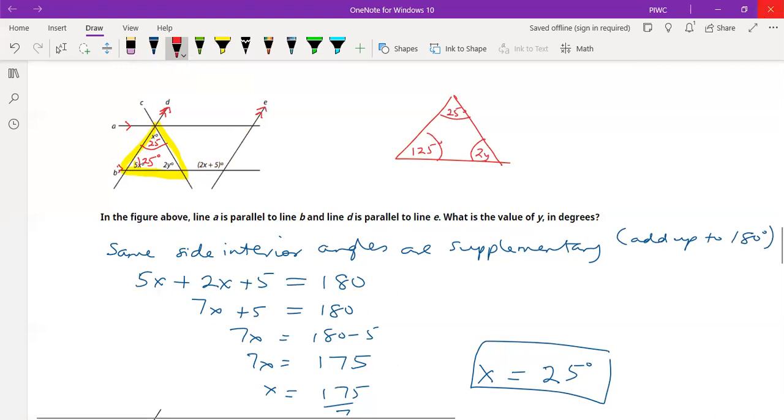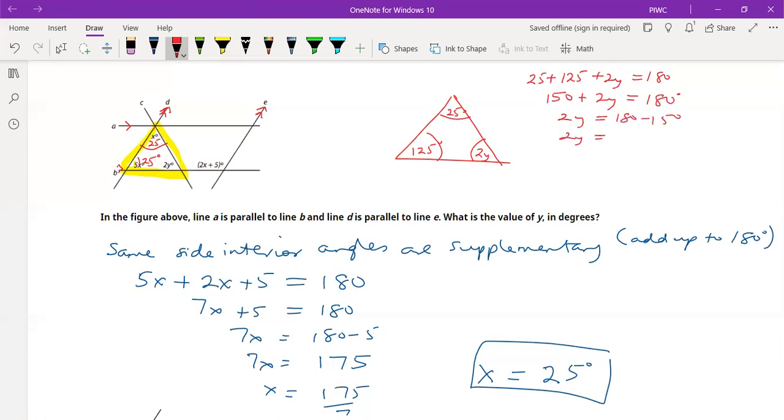what we have here, if we add all these angles, we should get 180 degrees. So 25 plus 125 plus your 2y should be equal to 180 degrees. 25 plus 125 will give us 150. So 150 plus 2y is equal to 180 degrees. 2y is equal to 180 minus 150. 2y is equal to 30. Divided by 2, divided by 2. So y is equal to 15. So the answer that you want is 15 degrees. So that'll be the value of y. All right, that's your answer. Check.